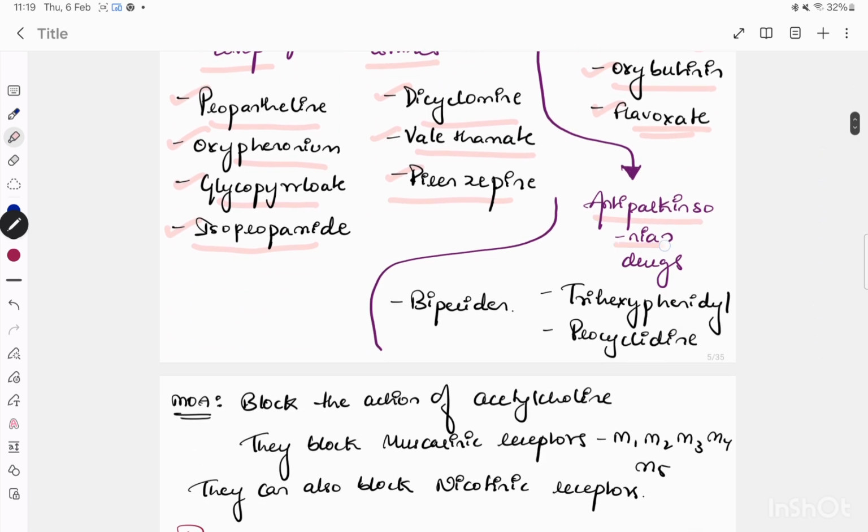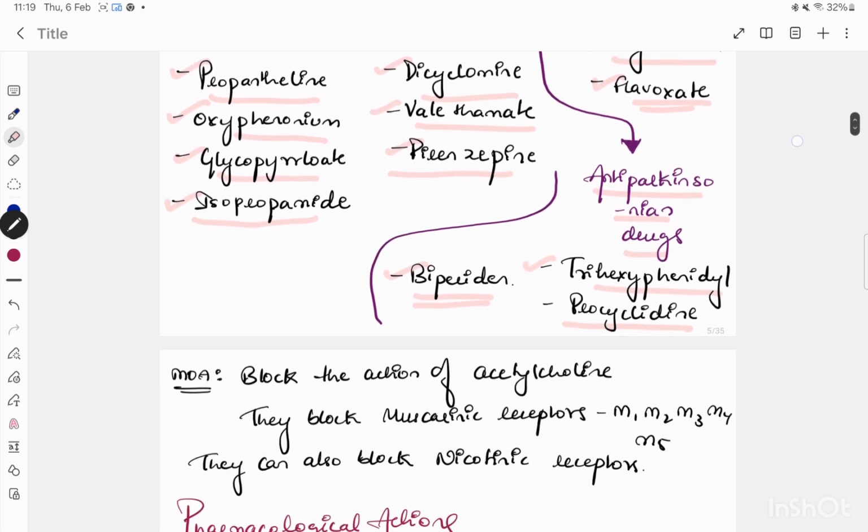Then you have anti-Parkinsonian drugs. You have trihexyphenidyl, procyclidine, and biperiden. Okay, this is the classification.